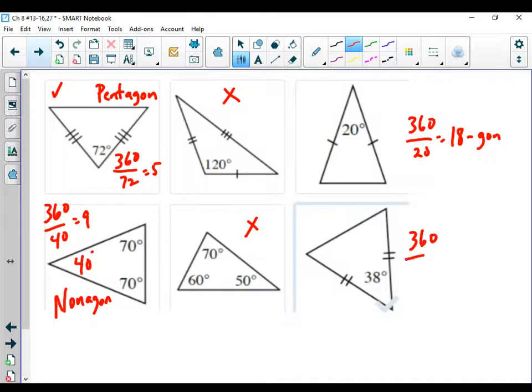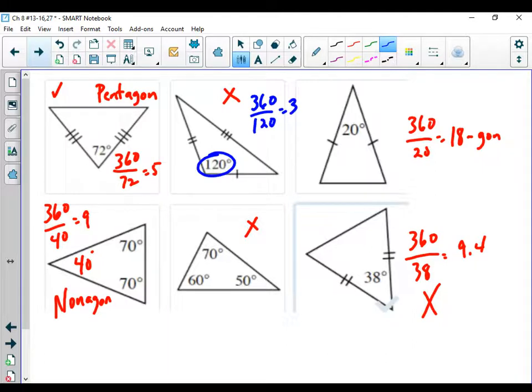It's isosceles, but if I take 360 divided by 38, I get 9.4. So that tells me this one will not fit together as well, it will not be a convex one. Now, it doesn't mean the other ones couldn't fit together. For instance, this one with 120, well, I can take 360 and divide it by 120, and that comes out nice and neat.